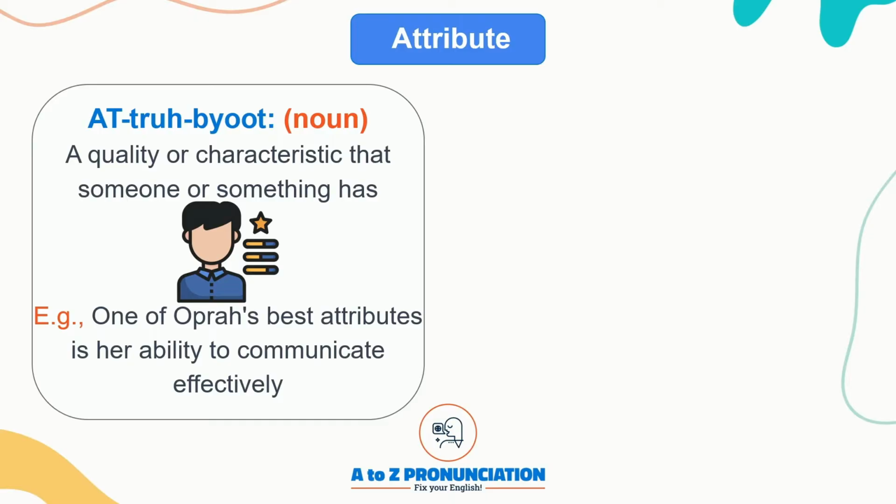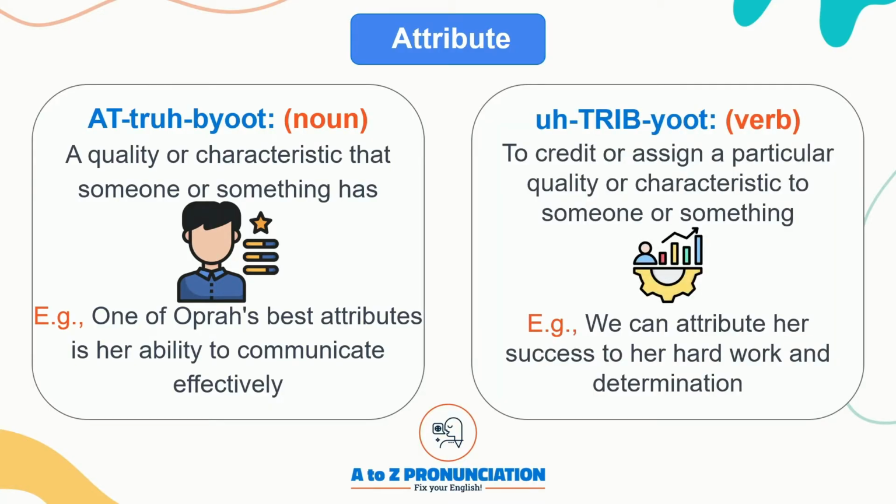Just like in the last example, if you put the stress on the mid-syllable, making it attribute, you would be saying the verb, which means to credit or assign a particular quality or characteristic to someone or something. To put it into an example, we can attribute her success to her hard work and determination.